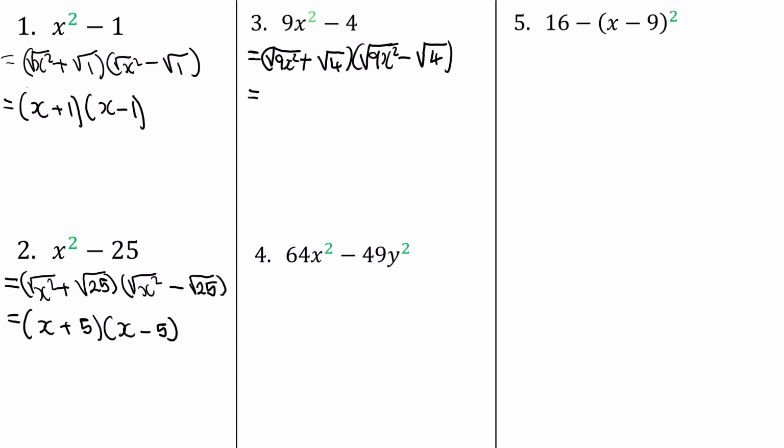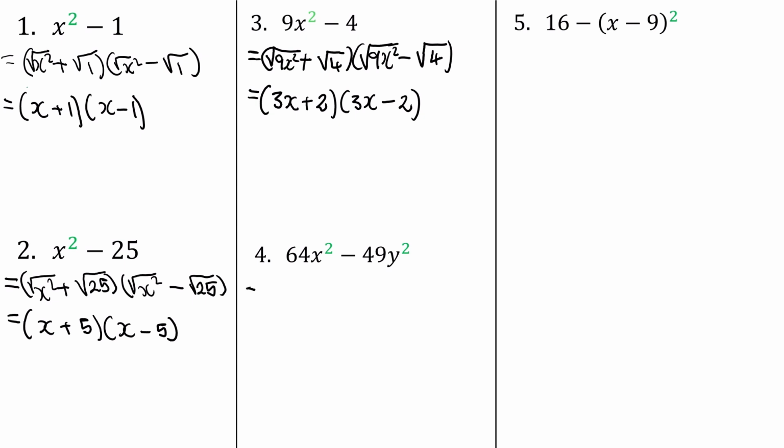Then you just look for the square root of 9. So the square root of 9 is 3. Square root of x squared is x, so 3x plus. Square root of 4 will be 2. Then the same thing: square root of 9x squared is 3x minus square root of 4, which is 2. Then just like that, you found your answer.